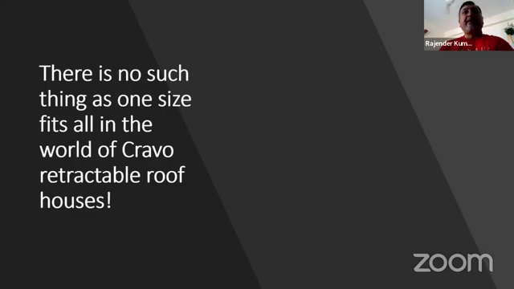So, nature and protection, and as you have seen, for 1 hectare you require only 2 to 3 kilowatt electricity per day per hectare. Whereas if you are having a fan fed structure, then probably you may require 20 to 30 times higher power consumption for the similar size structure. So there is no such thing as one size fits all in the world of Cravo retractable roof houses.